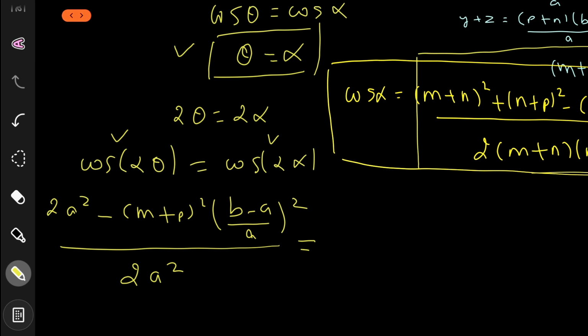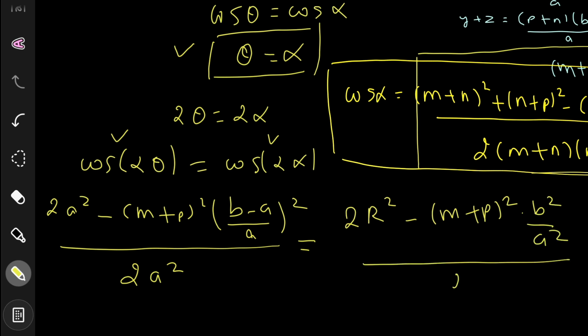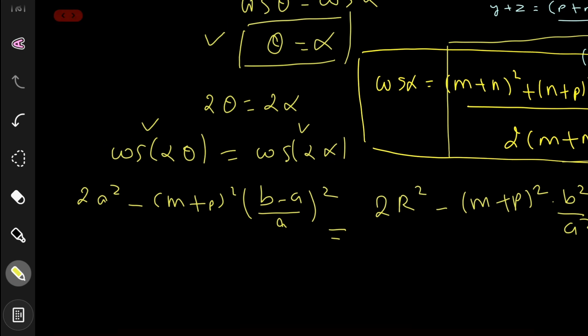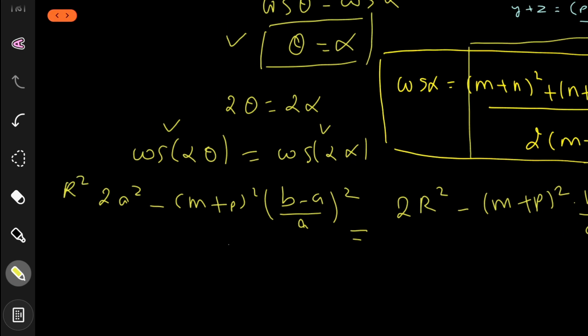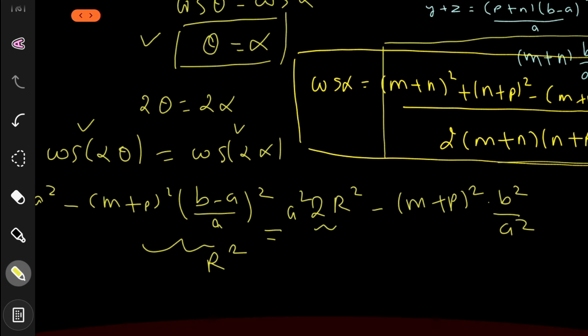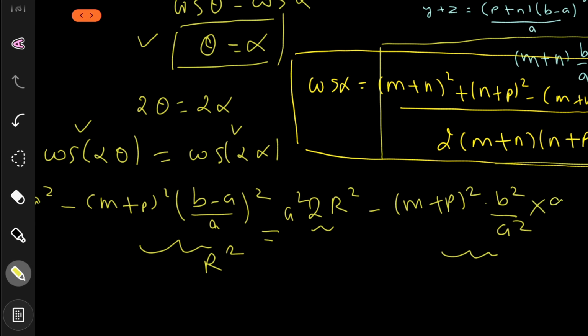So that was present in the triangle. Side lengths were r, and (m plus p) into b upon a. So 2 times r square minus (m plus p) the complete square multiplied with b square upon a square, divided by 2 times r square. So from both of the sides we can simply cancel out the 2 and do the cross multiplication. So what we will finally get is 2a square multiplied with r square, this term over here multiplied with r square, equals this term multiplied with a square minus this term over here multiplied with a square.